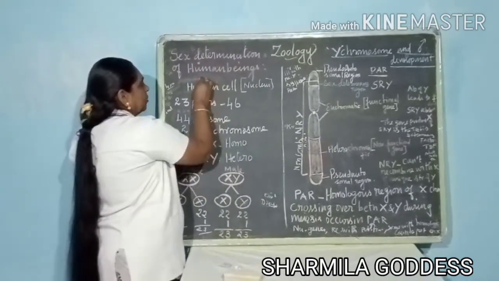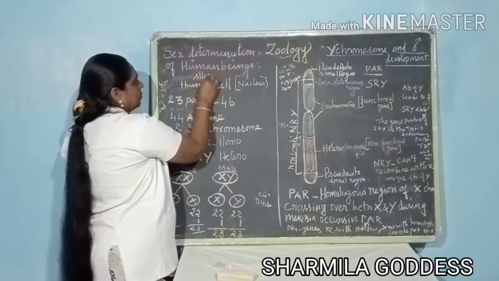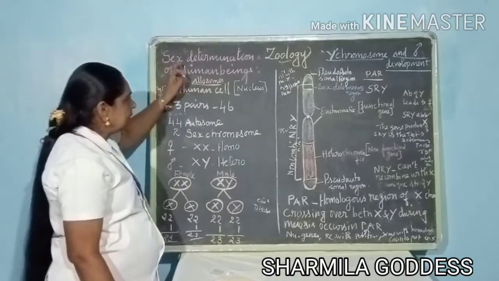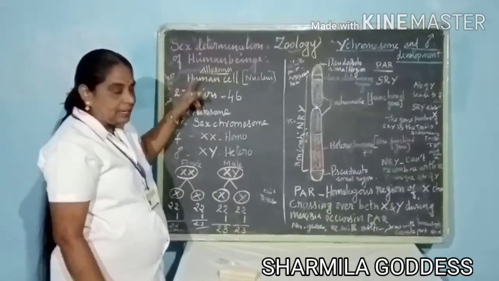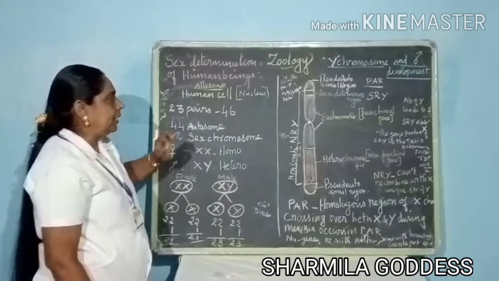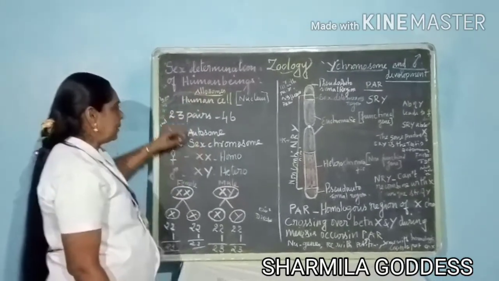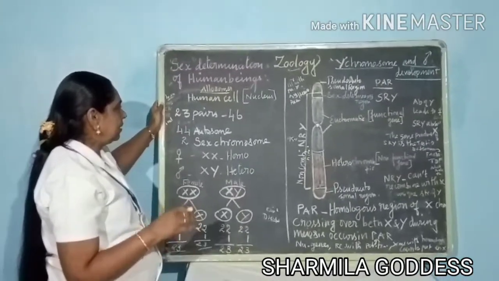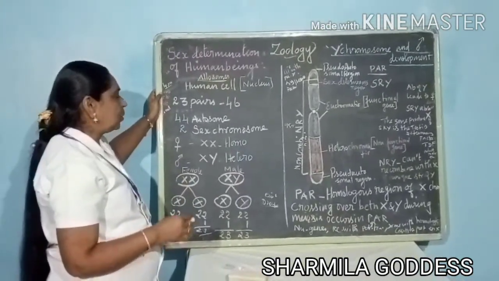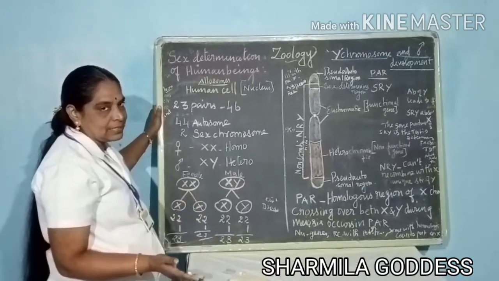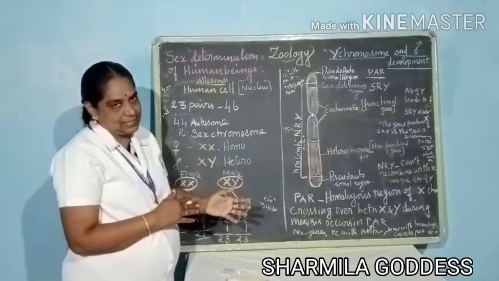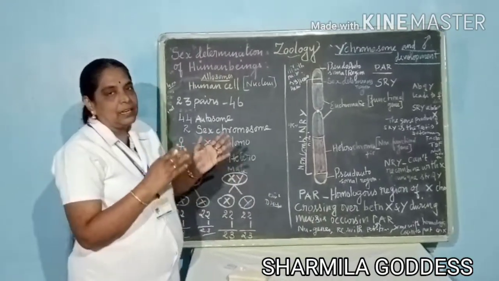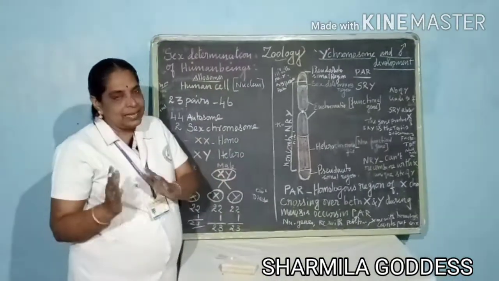You know what is allosome? Already you learned what is allosome. Allosomes are otherwise called sex chromosomes. These genes determining sex in human beings are located on allosomes. This gene determination is associated with the chromosomal differences between the male and female sexes. That is, a male carries XY and a female carries XX.